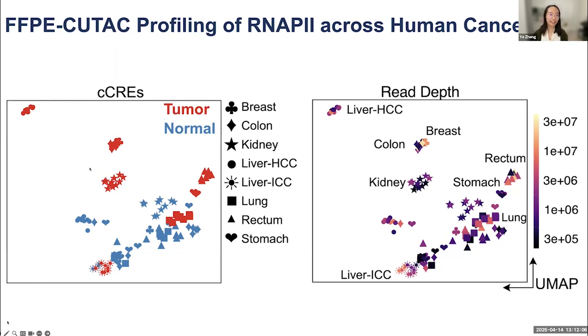So clearly it can separate out tumor versus normal, and it can also separate out different cancer types very easily. We also checked that the data is free from biases like library size biases or coverage biases. So it looks like good data to continue.